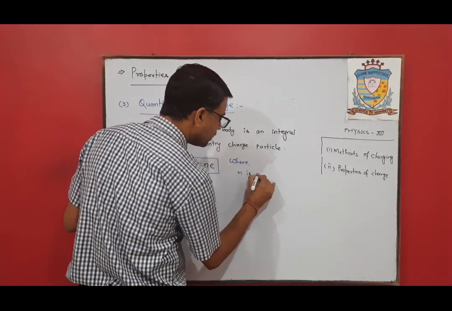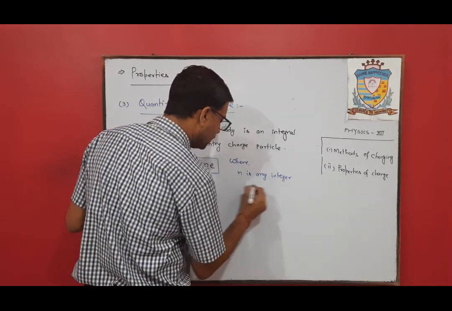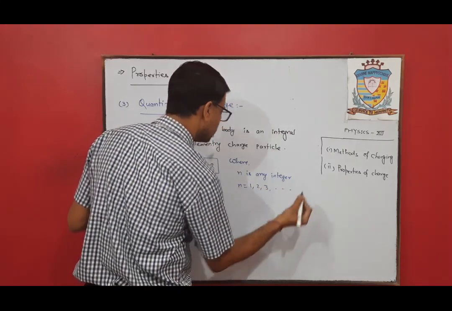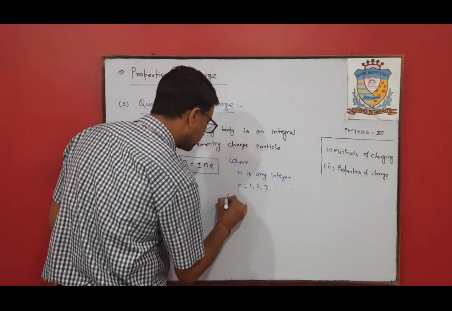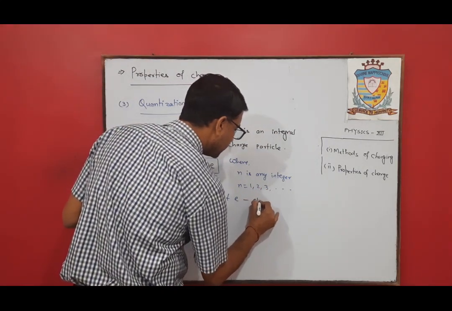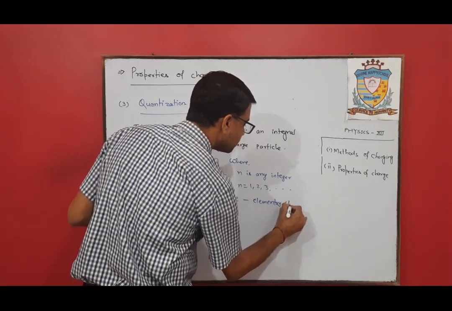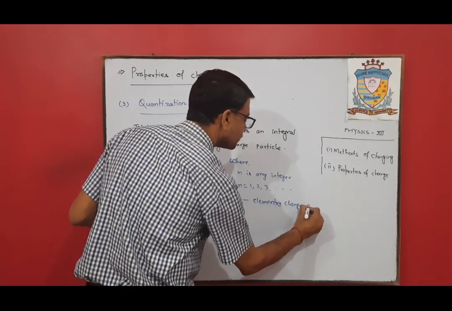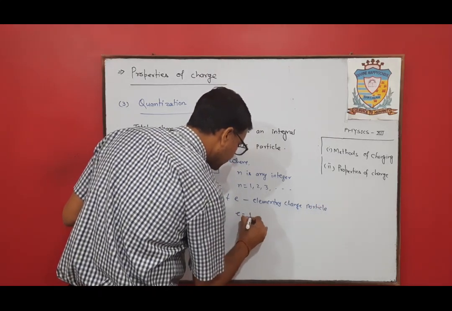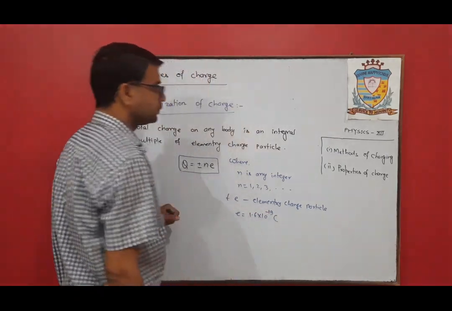Where n is any integer, or n is equal to 1, 2, 3 and so on, and e is the elementary charge particle. Clear? The value of e is 1.6 times 10 to the power minus 19 coulomb.